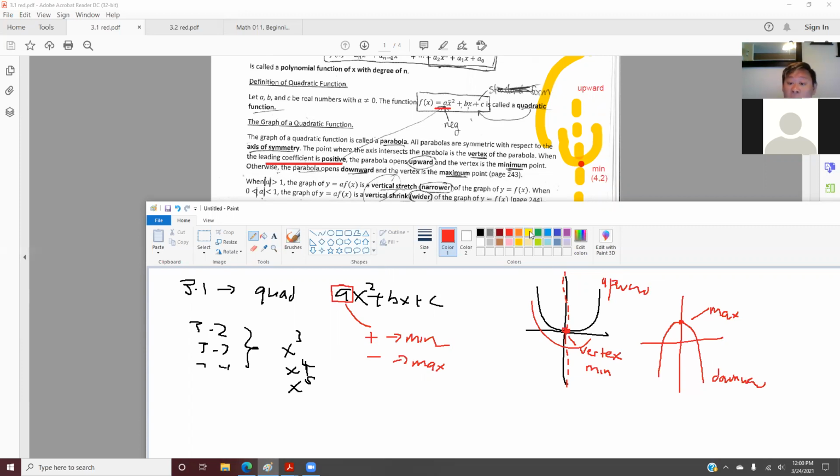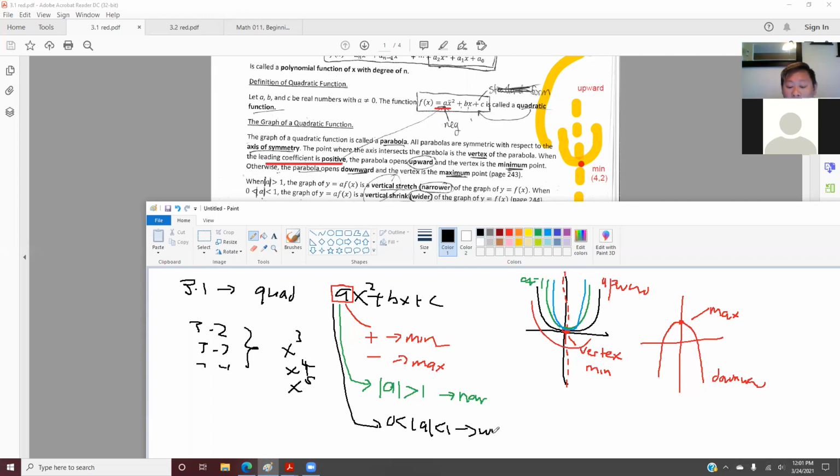Your A is also important for stretching. So if your A in absolute value is greater than 1, it's going to get narrower. That means if A equals 1, it's like that. A equals 2 will be getting narrower. A equals 3 even narrower. So the higher the A number is, the narrower you get. What happens if your A is between 0 and 1?